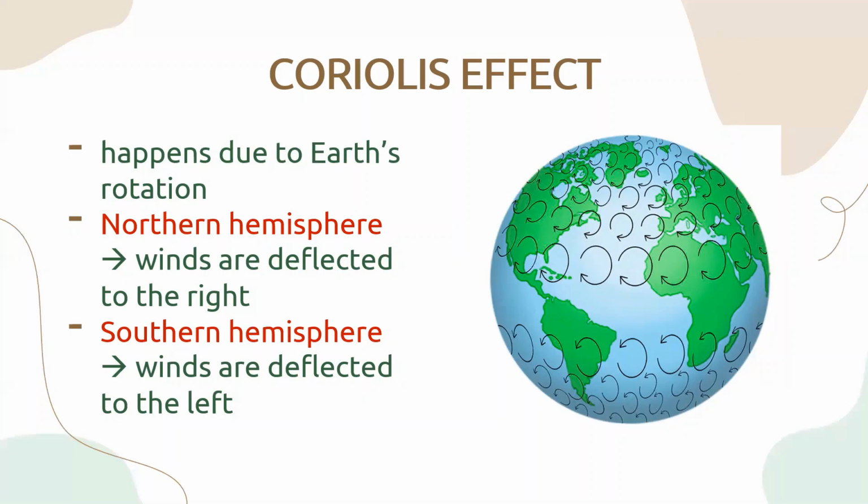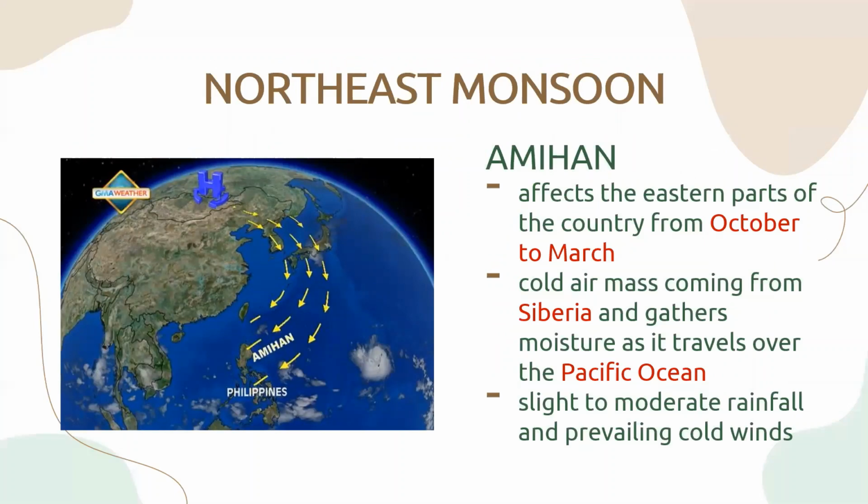There are two kinds of monsoons experienced in the country, the northeast monsoon and the southwest monsoon. The northeast monsoon, locally known as amihan in the Philippines, affects the eastern parts of the country from October to March. This is brought by the cold air mass that comes from Siberia and gathers moisture as it travels over the Pacific Ocean. Amihan is characterized by slight to moderate rainfall and prevailing cold winds.